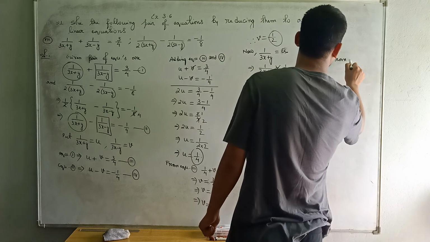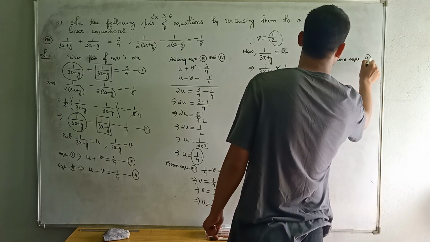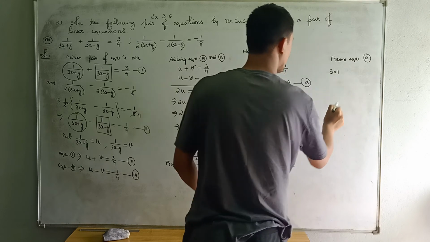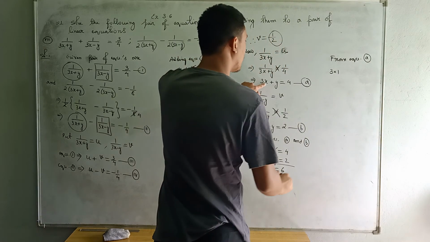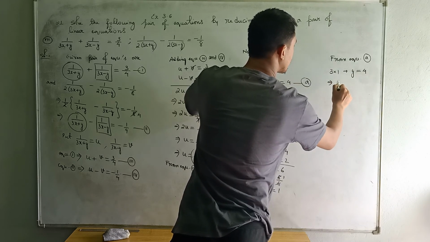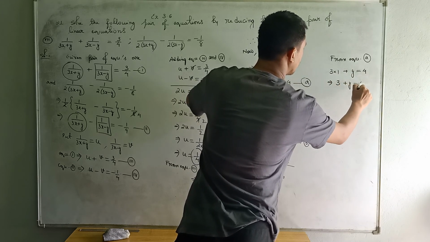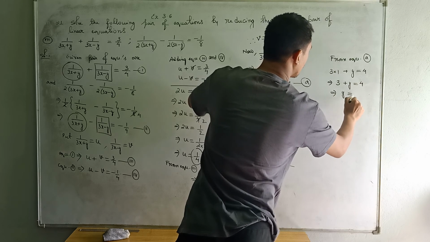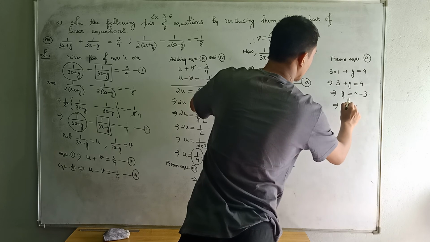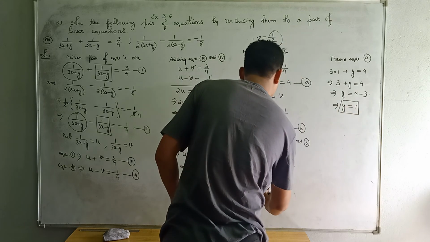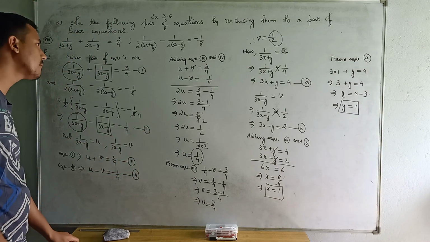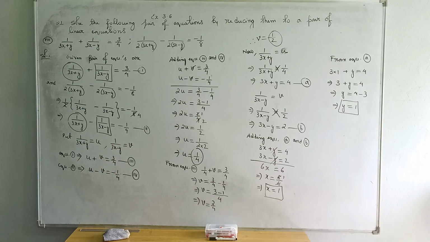Therefore, from equation A, your equation A is 3x plus y equal to 4. So 3 into x is 3, since x is 1. 3 plus y equal to 4. This implies y equal to 4 minus 3. So this implies y is equal to 1. So x equals 1, y is equal to 1 is the required solution for the given pair of equations. Okay.